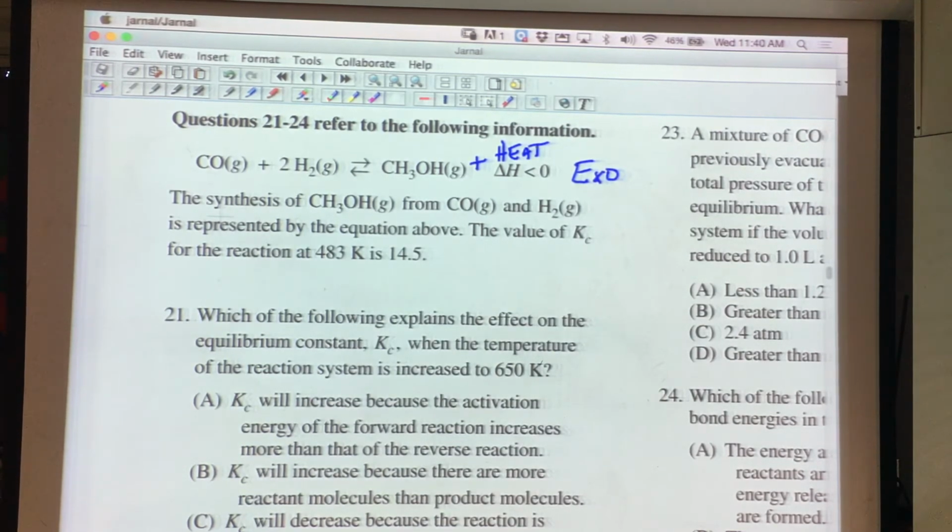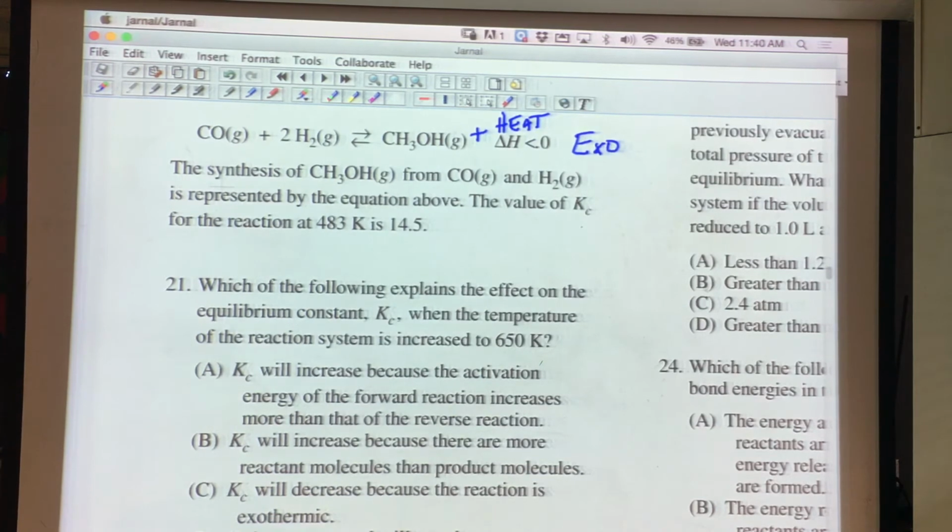All right. The synthesis of CH3OH from CO2 and H2 is represented by, look what they gave you. They gave you the Kc. My friends in chemistry, what's the common theme in these questions? Besides acid and base?